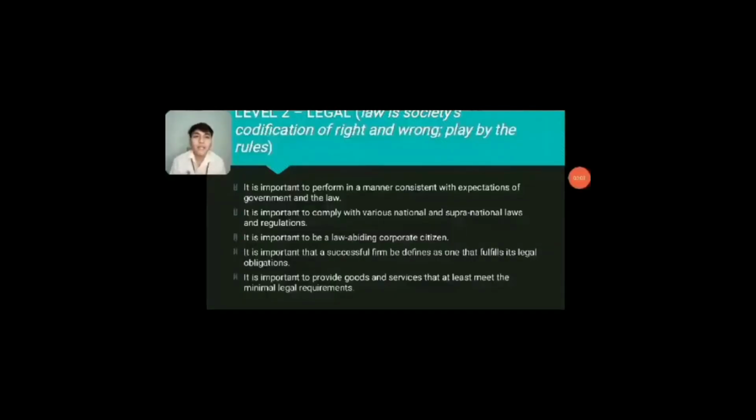Good day everyone, my name is Csr Caroll'S from Group 3. Today, I'm going to discuss the rest of legal responsibilities. It is important to be a law-abiding corporate citizen. As a citizen, we are really required to follow the laws, especially in the workplace. In the workplace, there are rules and regulations that must be followed.